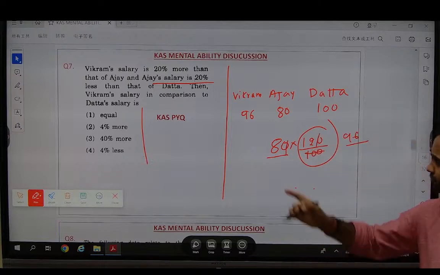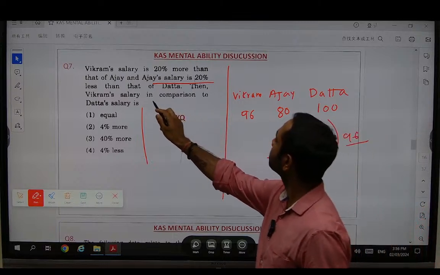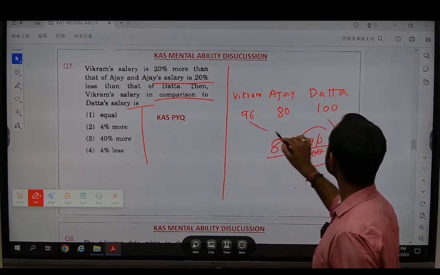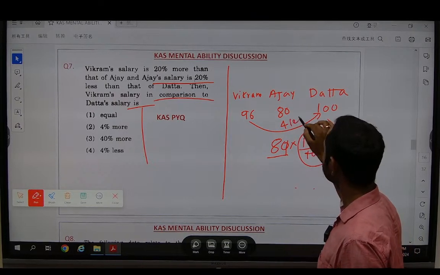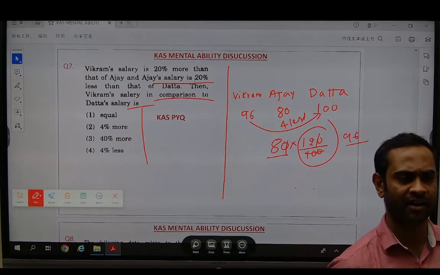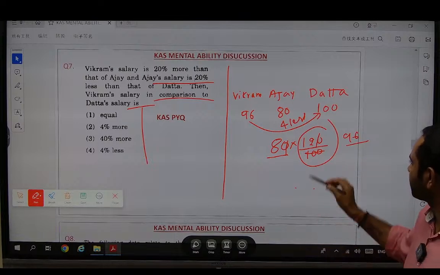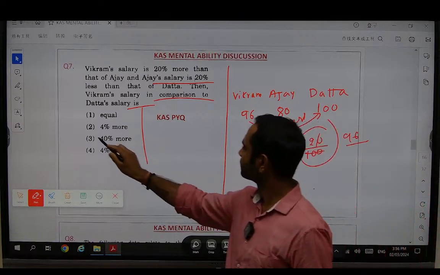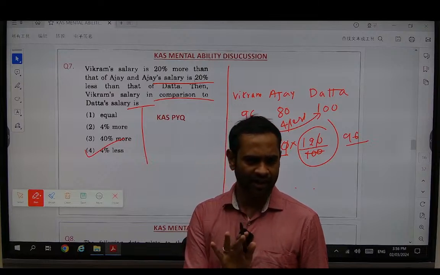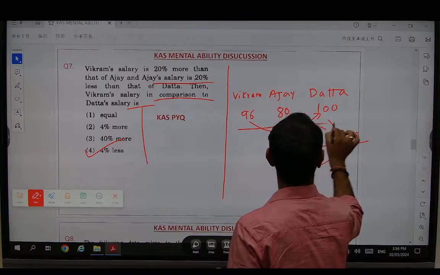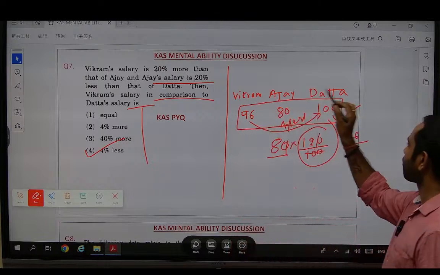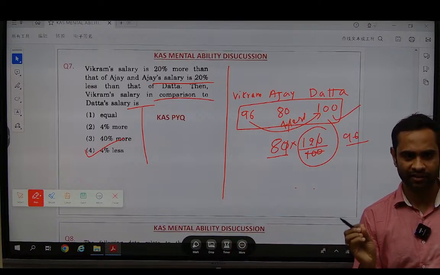Clear? Now the question: Vikram's salary in comparison to Datta's salary. So Vikram's salary is what? 4 less, right? 4 less, agreed or not? If your base is 100, then 4% less. Understanding or not? Right? See, we took 100, one line solution. This was the only solution. You do not have to do anything. But if you will take X, very good.